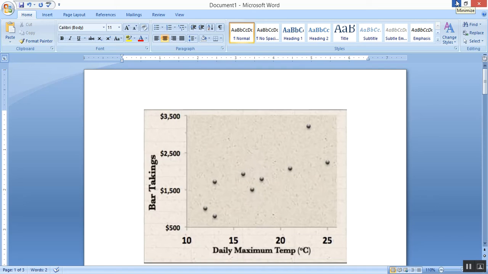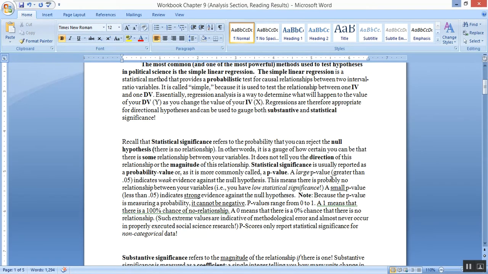But again, just remember, we're looking right now at statistical significance measured as a p-value for linear relationships. So in a linear regression, the p-value tells you how likely it is that there is some relationship, either positive or negative, from bottom left to top right or from top left to bottom right.